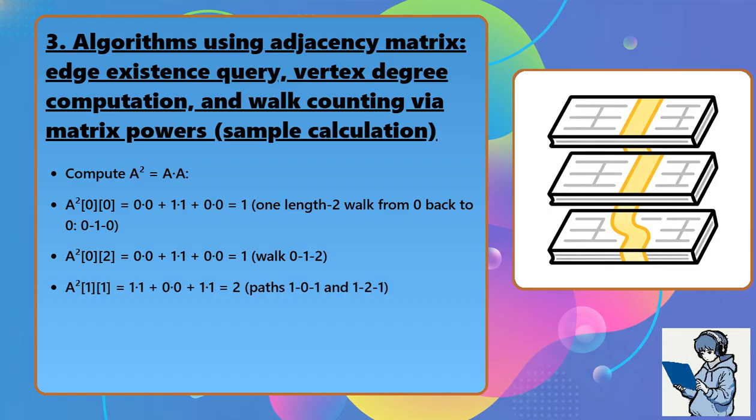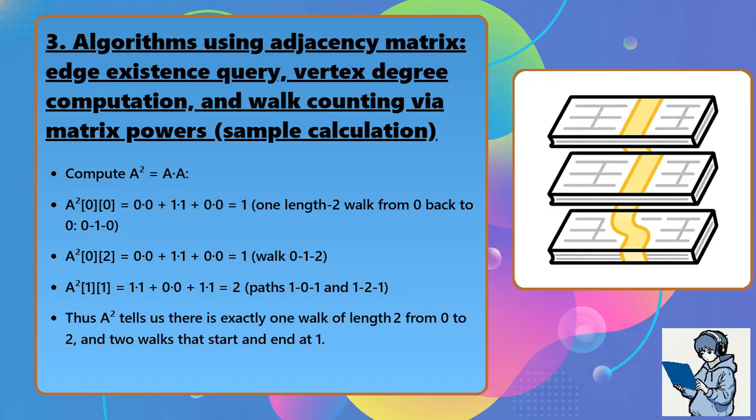A squared of (1,1) equals 1 times 1 plus 0 times 0 plus 1 times 1 equals 2. Paths: 1 to 0 to 1 and 1 to 2 to 1. Thus A squared tells us there is exactly one walk of length 2 from 0 to 2, and 2 walks that start and end at 1.